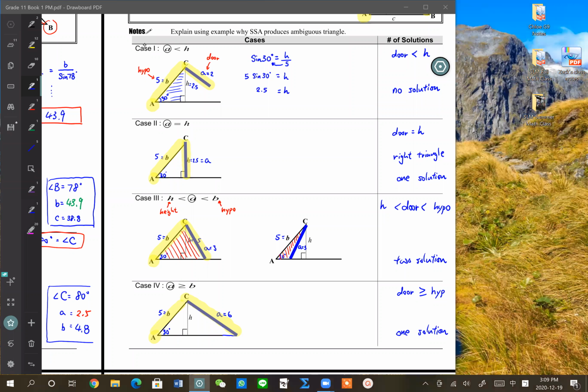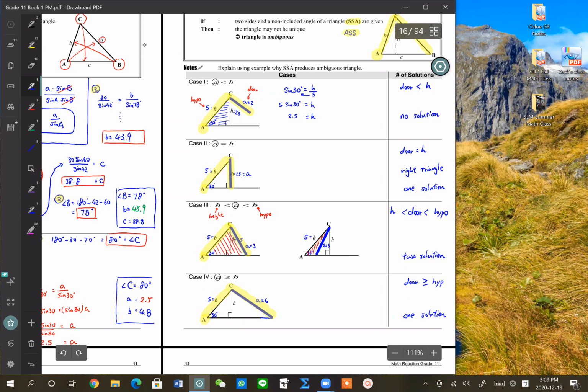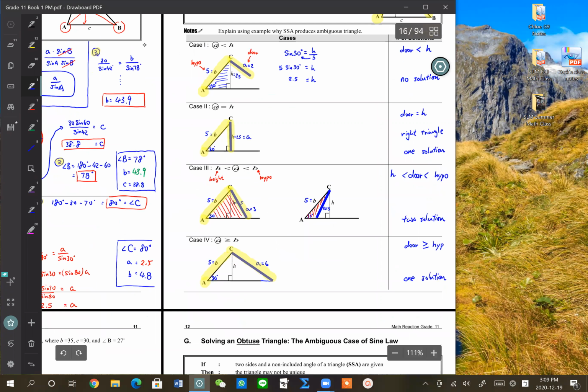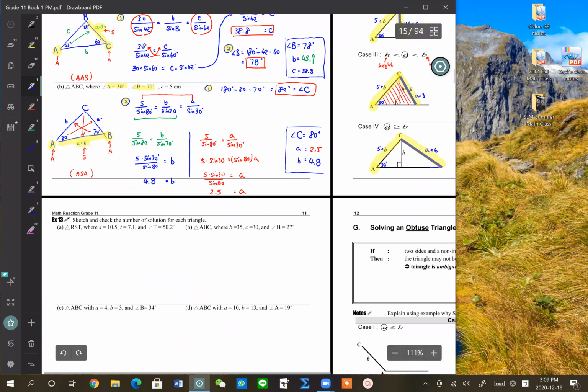Okay, Angela, Brandon, Harry? Okay, everyone's good with the 4 cases. Maybe you can still refer back to this chart, okay, because it's the first day we look at it. Now let's look at a question.